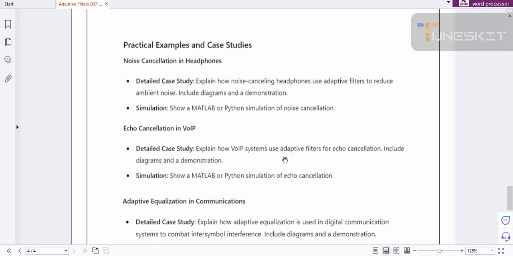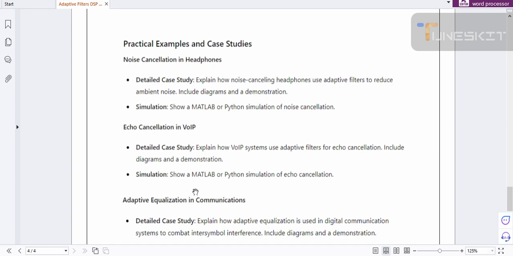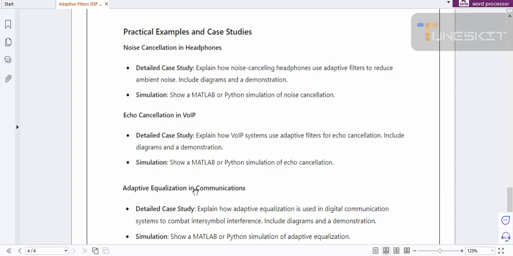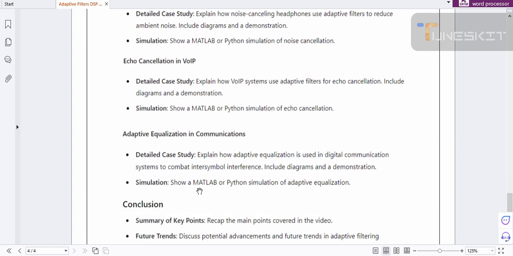For simulation of this noise cancellation, we can use a MATLAB or Python simulation for a noise cancellation graph. The second example is echo cancellation in VoIP. It explains how VoIP systems use adaptive filters for echo cancellation, including diagrams and a demonstration. It can be simulated through MATLAB or Python as well.